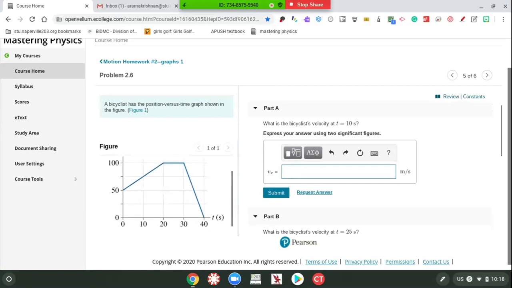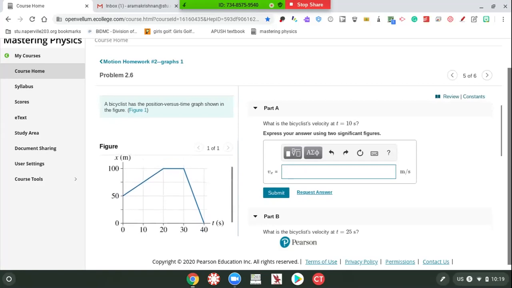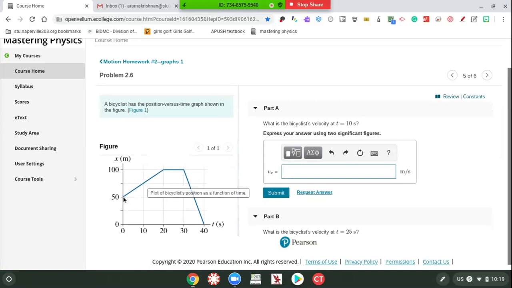What is the velocity at t equal to 10? So this axis is x, y-axis is x. Yes. At t equal to 10 is here. So to get the slope of this line, which is 50 by 20, which is 5/2. That is 2.5, right? Yes.